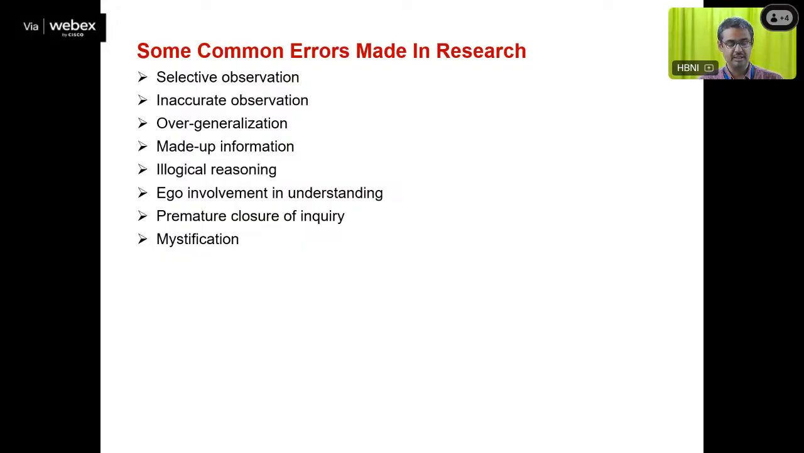Premature close of inquiry, we should not do. This is linked to temporary setbacks. If we are going through a rough patch, not getting results or output, we tend to close the inquiry. But we should not do that. Try to avoid premature closure. Try to complete it. Be persistent. Have patience for completing your study. Since you have initiated, let us complete. And mystification means less clarity.